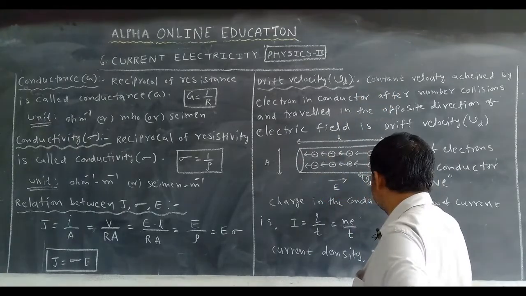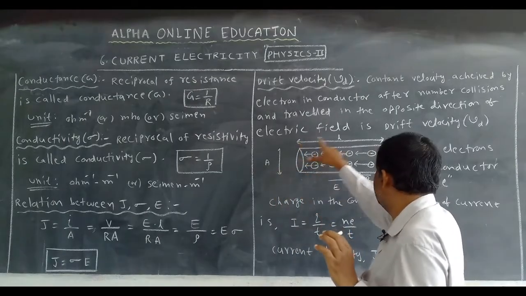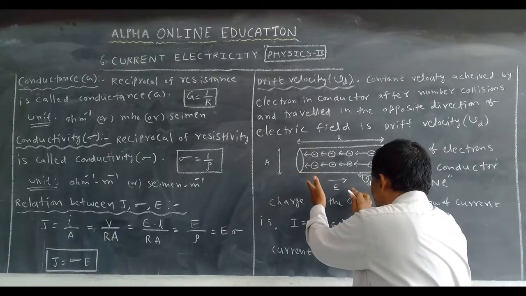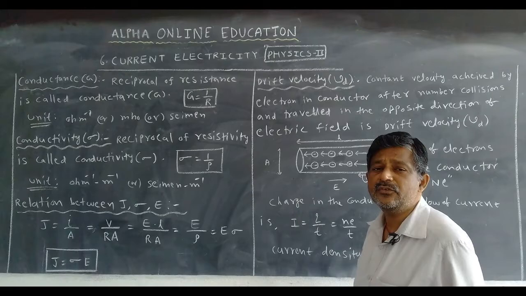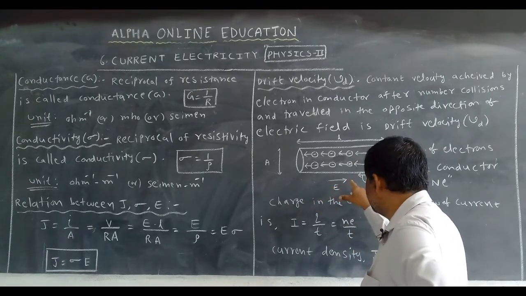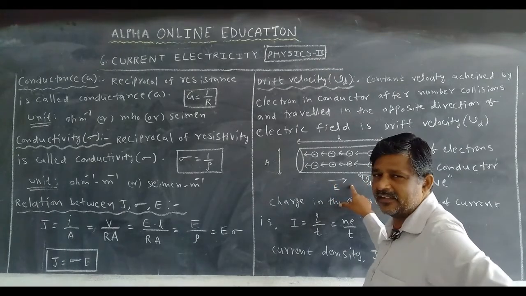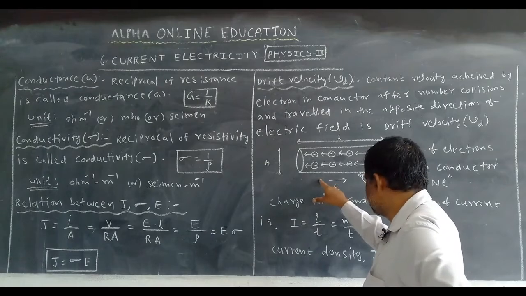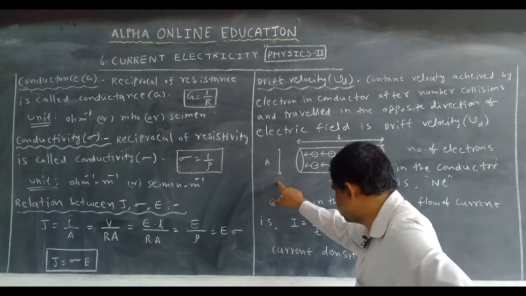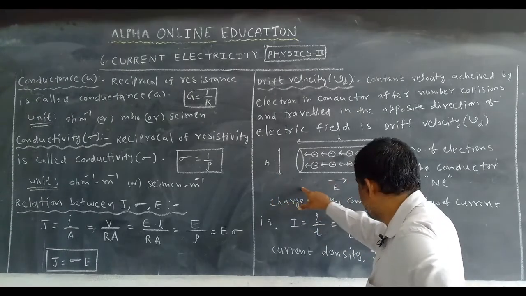This is one conductor like this. The cross sectional area is A, length is L. Now, this conductor is kept in the uniform electric field. Kept in the uniform electric field means which charge is present here? Positive charge. Here, negative charge. Why? Electric line of force starts from positive charge and ends at negative charge. Means this is the uniform electric field.